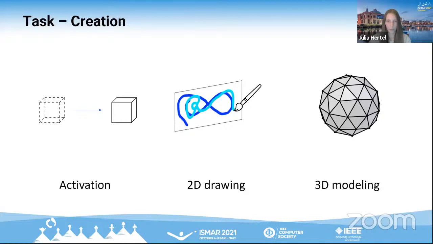One basic task is creation, which is used to let a virtual object appear. We divide this task into subcategories based on the complexity of provided information. An activation is performed when the user does not define any properties of the object. It can either be used to let a hidden object appear or to create a new but predefined one. 2D drawing is used whenever the texture of an object is modified, while 3D modeling also allows the user to modify the geometry of an object.